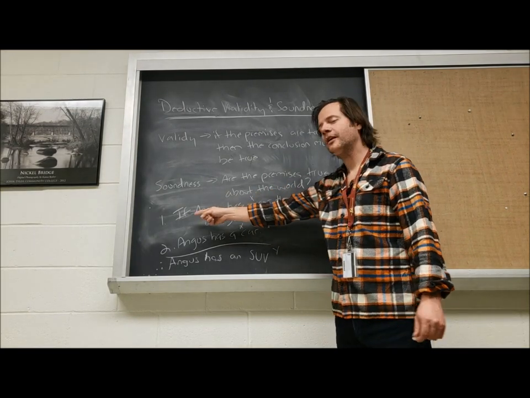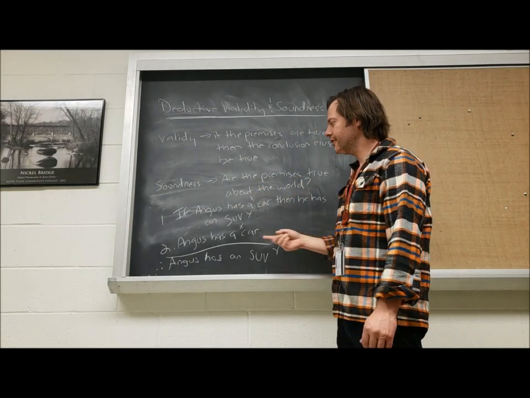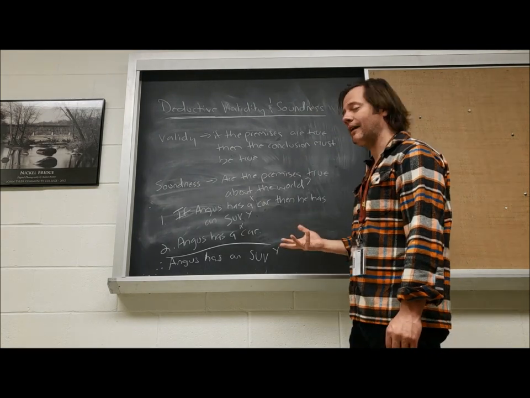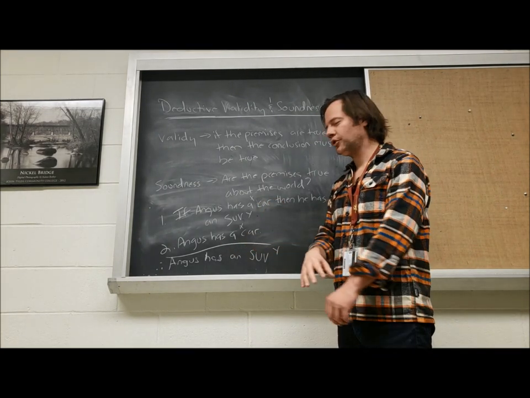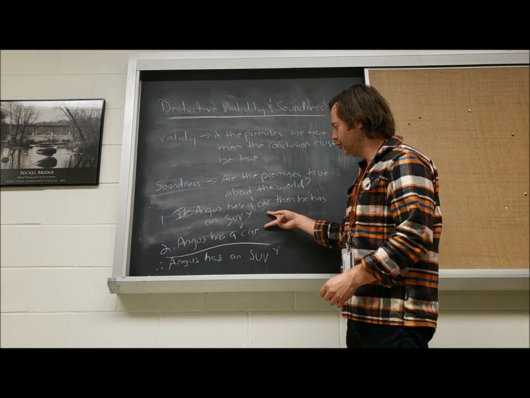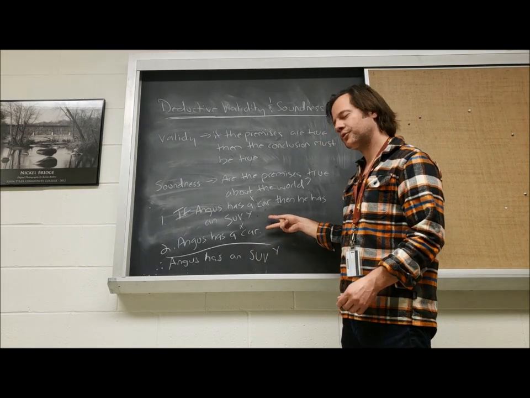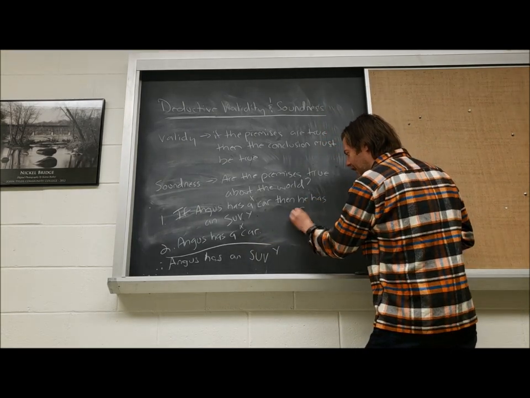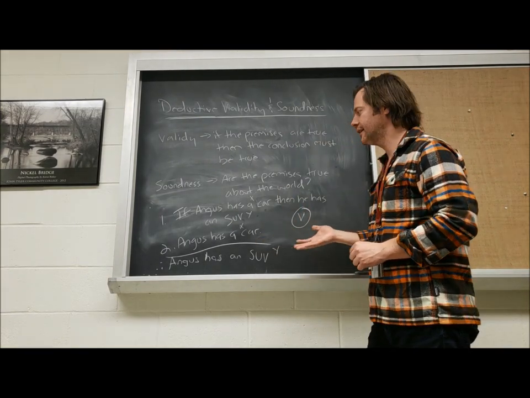That is guaranteed because we are just for now assuming it's true. And then the second premise, assume that's true, that Angus really does have this car, has X. Well, according to what 1 and 2 says, this is the conclusion we must get, right? That Angus has an SUV. And if, assuming these are true, this is the conclusion we would get, then we would have a valid argument. And we'd put a little circle with a V next to it. We know we had a valid argument here.